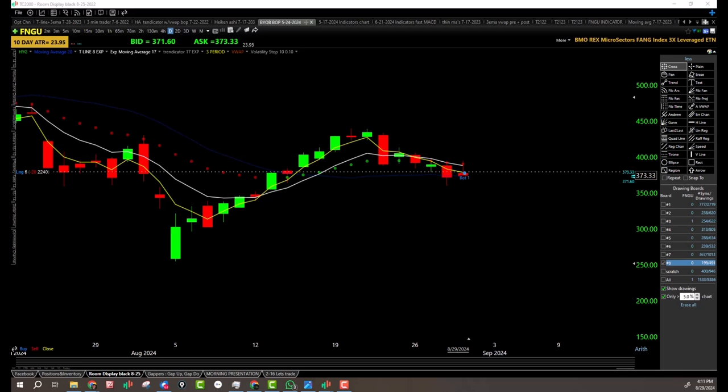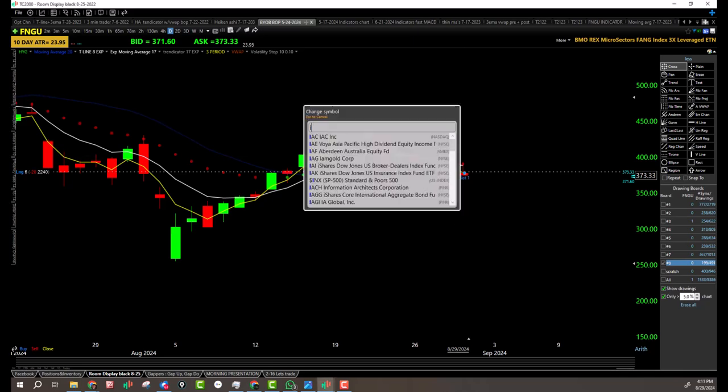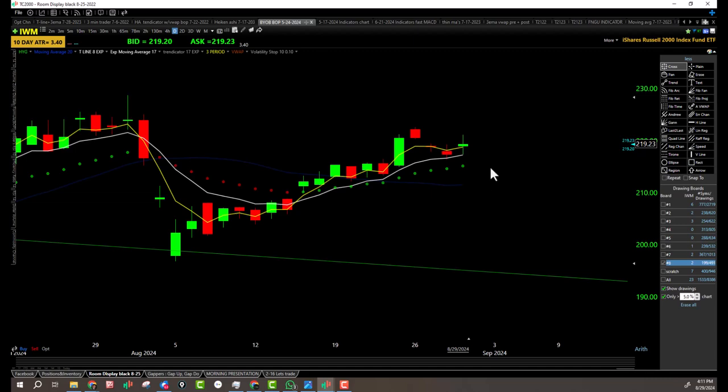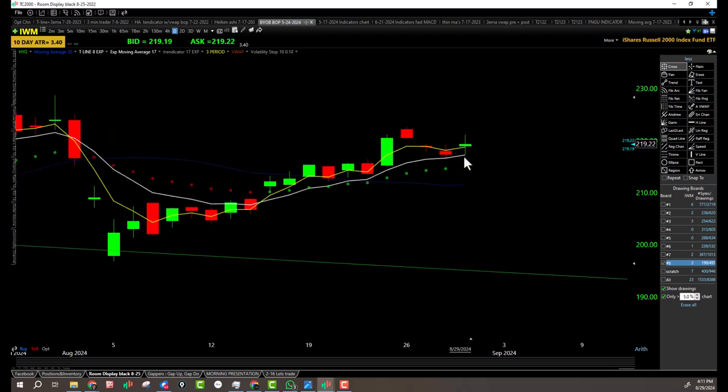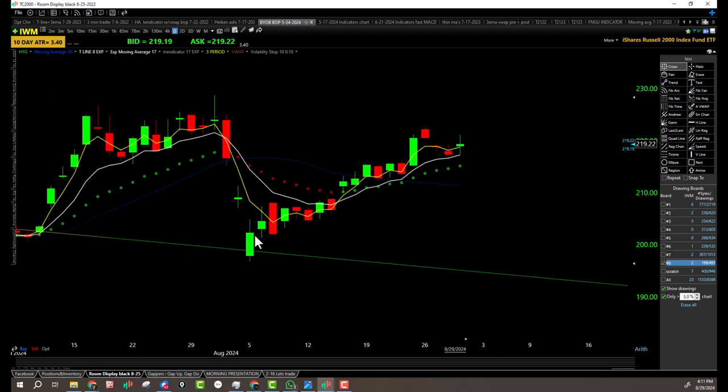Let's take a look at IWM. IWM putting in higher low, higher high, closing up over bullish trap, over the 17 EMA. That is bullish. It's in a downtrend. It'll be in a downtrend till they take out this high, or they create a higher low and make a higher high. Okay, until then, they're in a downtrend.